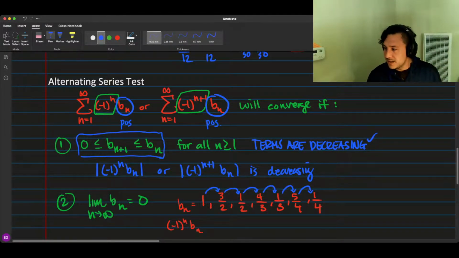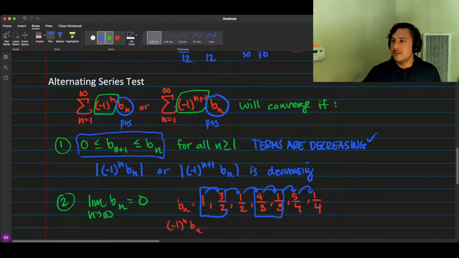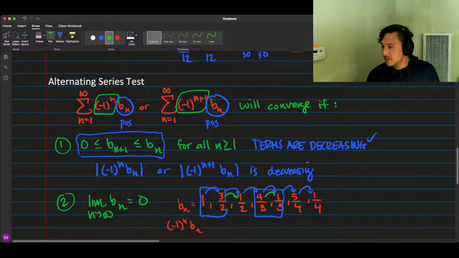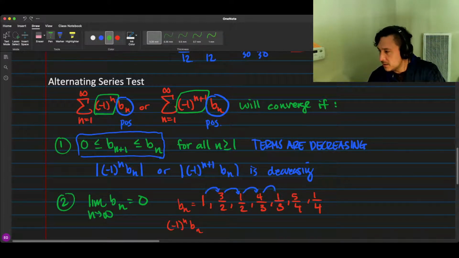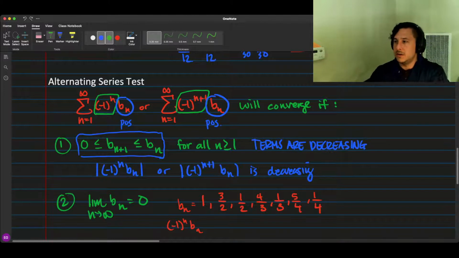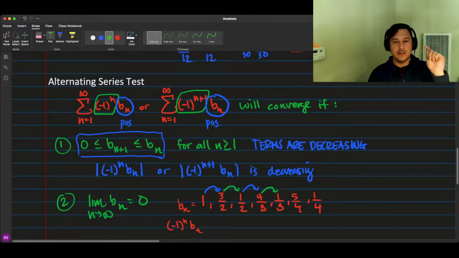So if you look right here, it increases. If you look right here, it increases. It does, however, decrease from this one to this one. It does decrease from... Actually, I highlighted the wrong thing. Okay, it increases, and then it decreases. And then it increases, and then it decreases. The alternating series test is very specific that they have to get smaller each time.